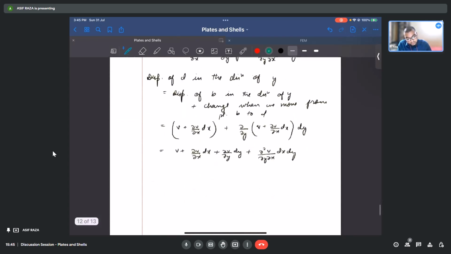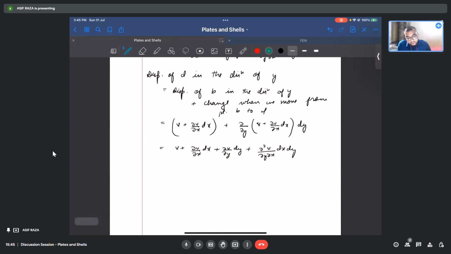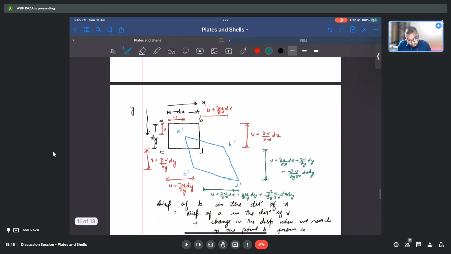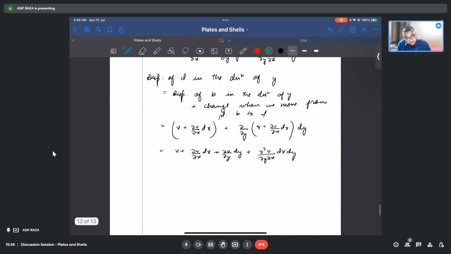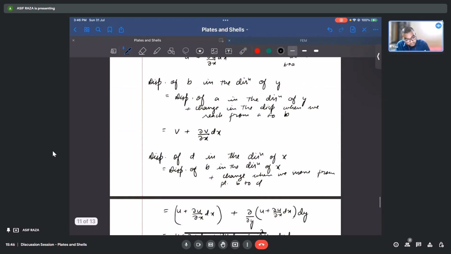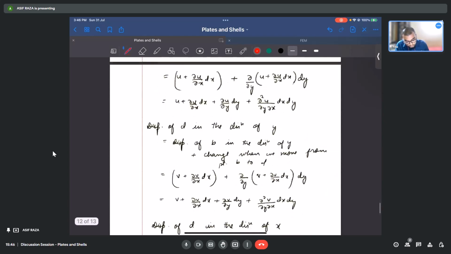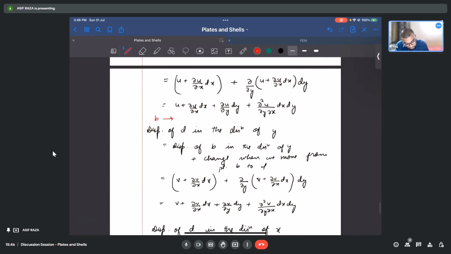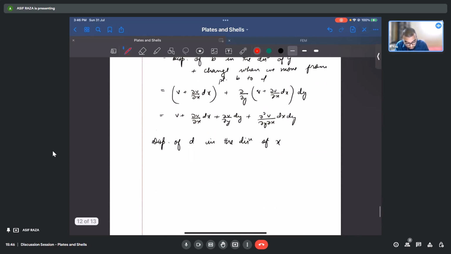What if we solve this to get the displacement of D when we move from C to D? Let's verify whether the value comes out to be the same or not. So we want to find the displacement of D in the direction of x. This we got when we move from B to D. Now we are trying to select from C to D. Do we get the same value or not?